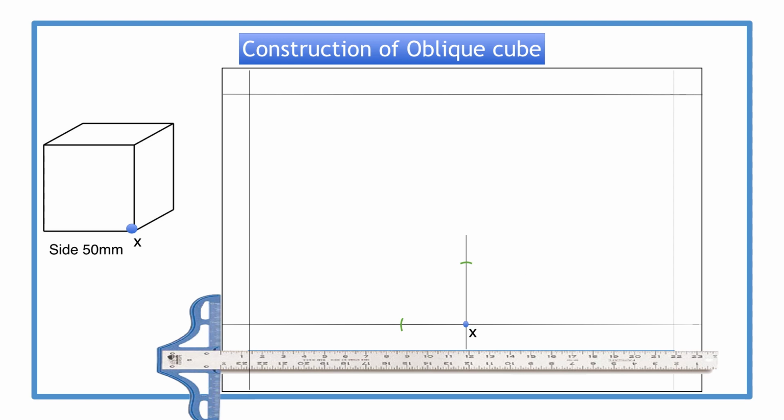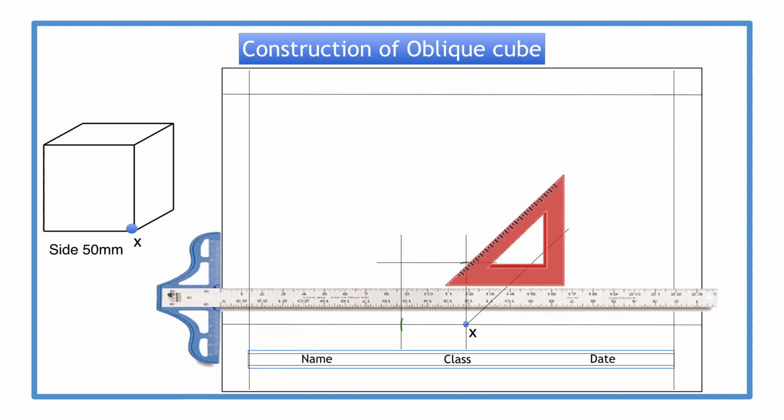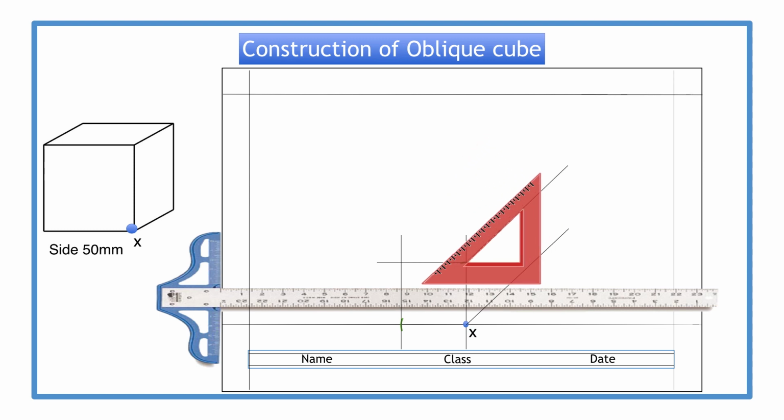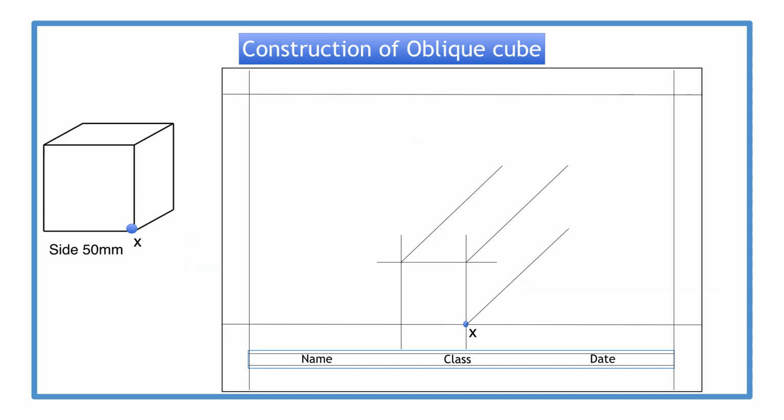We draw a vertical and horizontal construction line for the front face. We then use our 45-degree set square for the depth lines as such. We then use our compasses on the same radius of 50 mm and mark the depth.